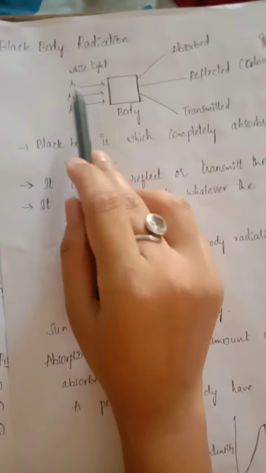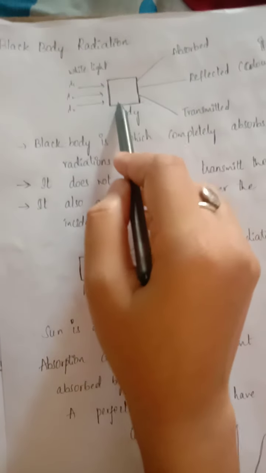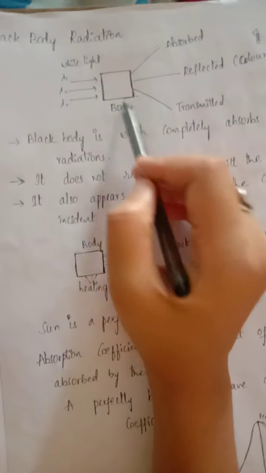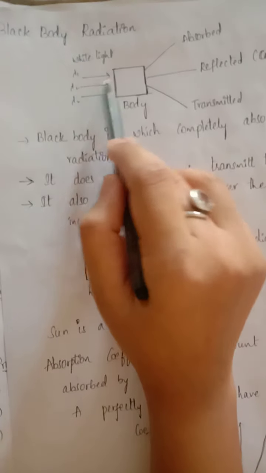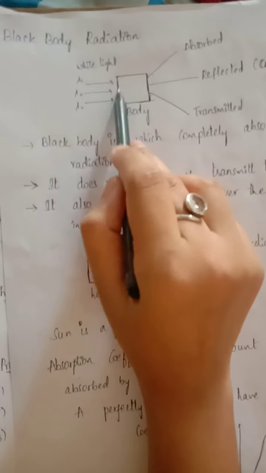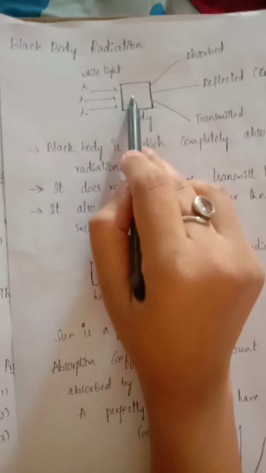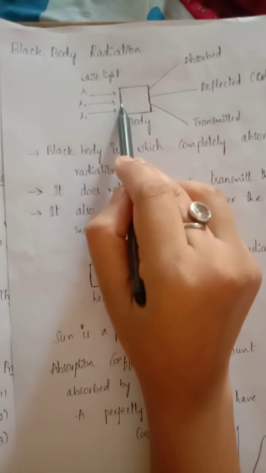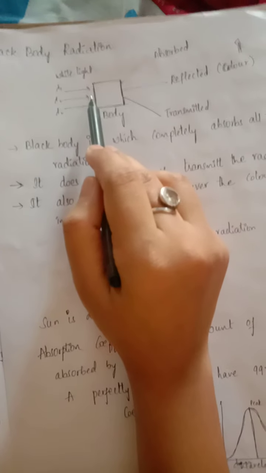Whenever we send different wavelengths onto the object, there will be 3 kinds of phenomena: absorption, reflection and transmission. Absorption is when all the light entering the object is absorbed by the body, which means there is no loss of heat here. Reflection is when the light we send incident gets reflected back. Due to reflection we can see the color of the object.